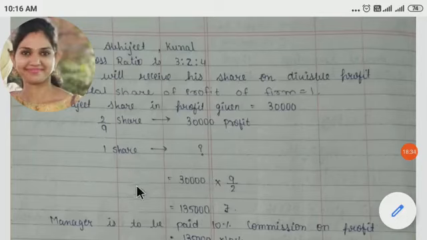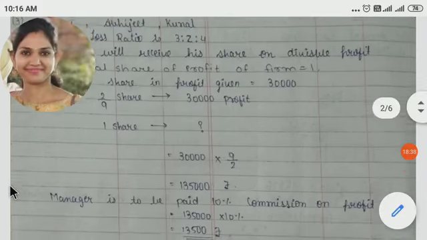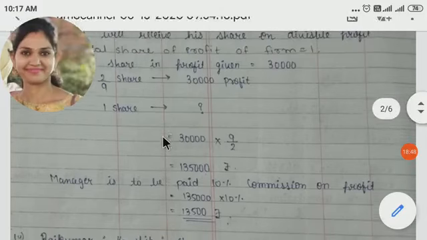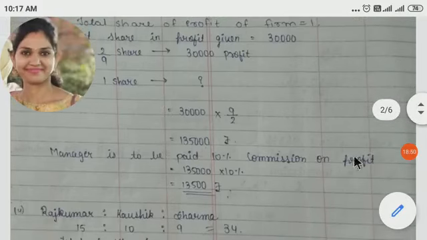It means in the calculation it will be reversed, 9/2. That is a very easy step. We know how to convert this. So the amount 1,35,000 is the total profit of the firm, and the manager is to be paid 10% commission on profit. So 1,35,000 into 10% is equal to 13,500.